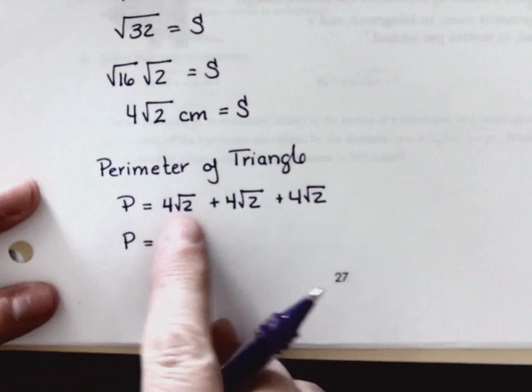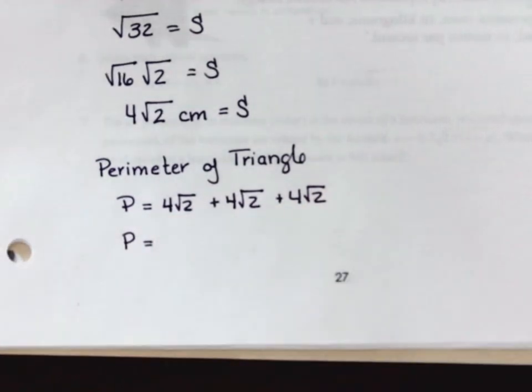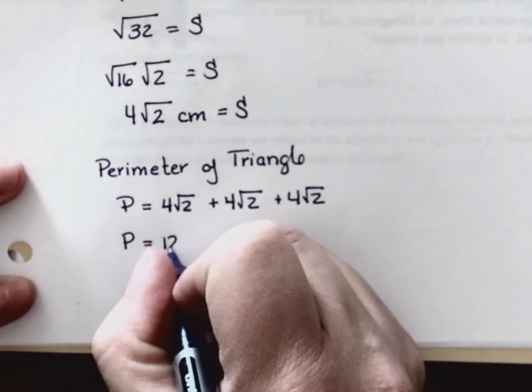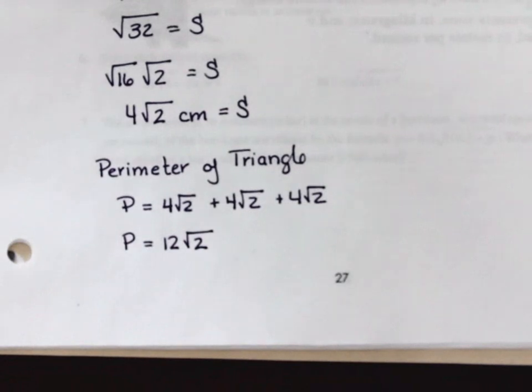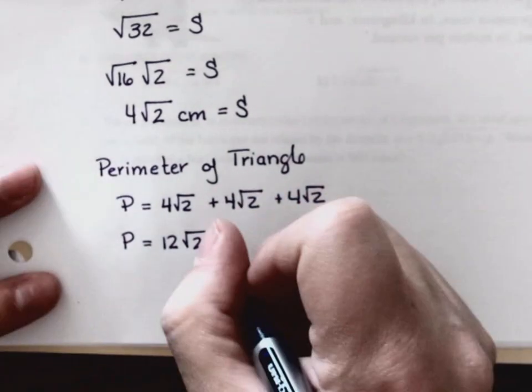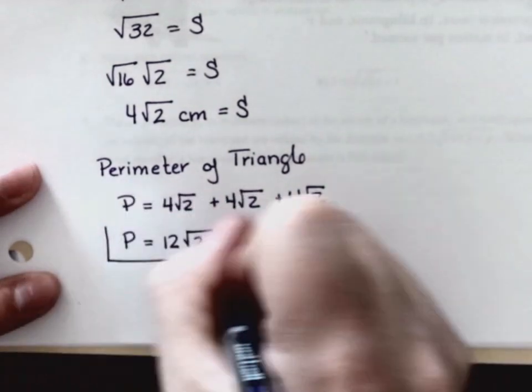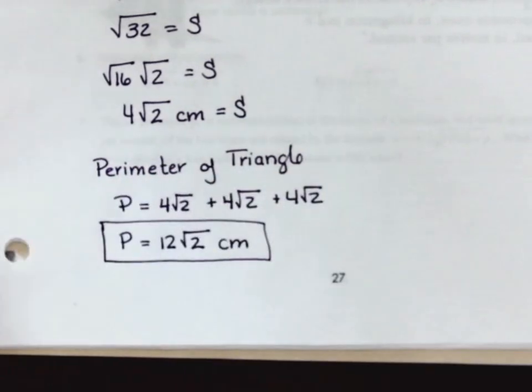And so when I'm adding up radicals, what do I do? Add the coefficients, keep the radical. So we're going to have 12 root 2, and then I need a unit of measure on it. Centimeters. Okay, part B, what is the exact height of the triangle?